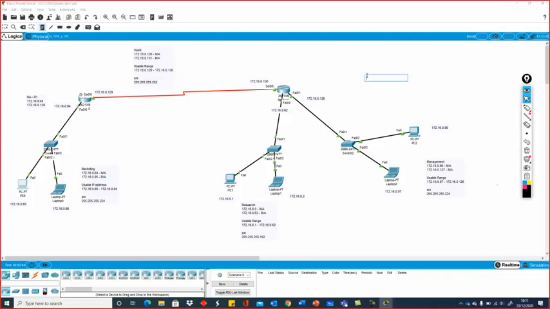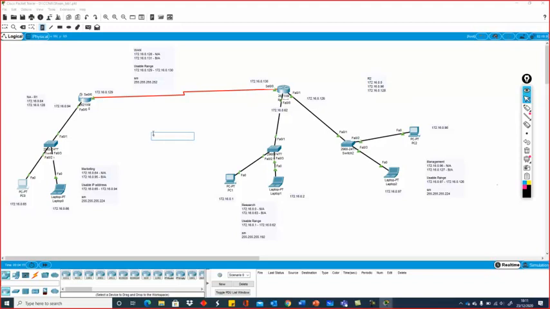How many networks are on R2? Three networks. Research, management. Give me the numbers. 172.16.0.0, 172.16.0.96, and 172.16.0.128. That's R2.